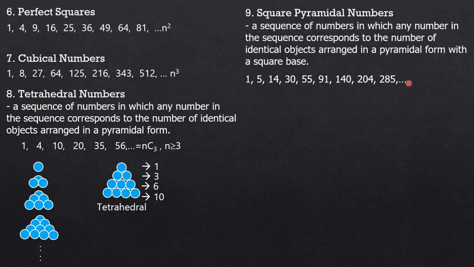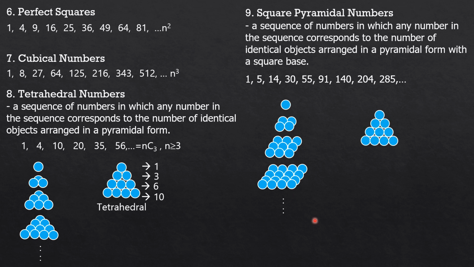So next is 10 square, so 385 would be the next number here. So 1 is placed over 4, 4 is placed over 9, 9 is placed over 16, 16 is placed over 25. So that's it, and so on and so forth. The number of objects in the topmost layer is 1. So this is square pyramidal.